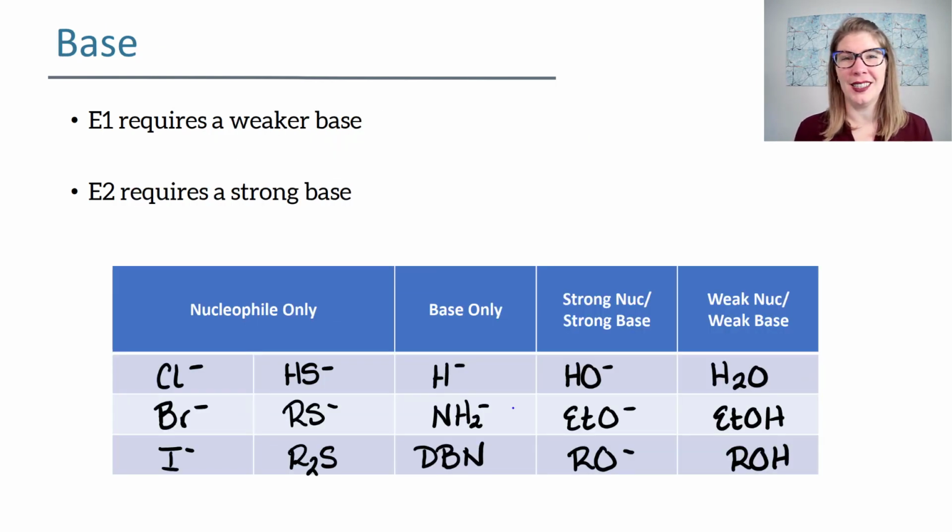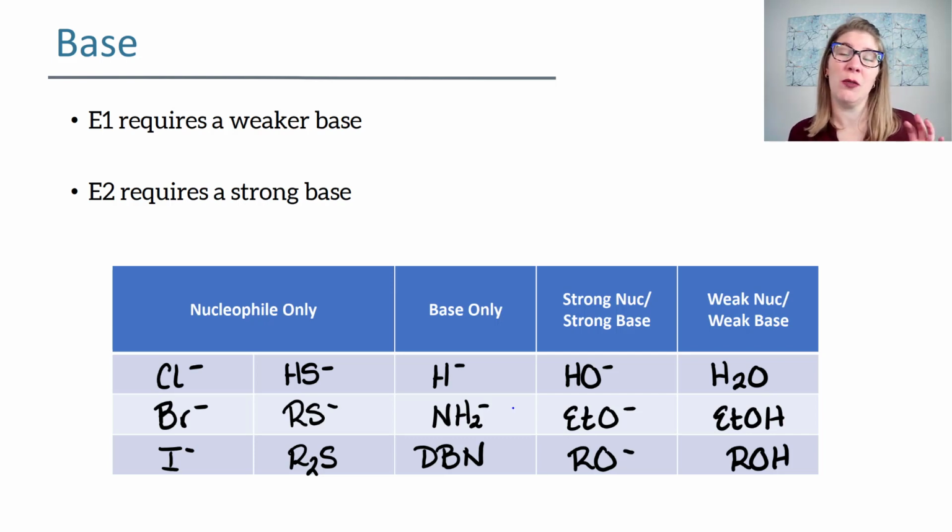When we're looking at our bases, your E1 requires a weaker base, whereas the E2 requires a stronger base. What happens in E1 reactions is the leaving group leaves on its own and forms a carbocation, and then that carbocation is super reactive, so a base can come in and pull off a proton really easily, even if it's a weak base. Whereas for E2, think of it like you have such a strong base that it's not patient enough to wait for the leaving group to leave. So what happens is your impatient and strong base just goes in and pulls off a proton. It doesn't wait for that leaving group to leave. It says, I'm too strong, I'm not going to wait for that, and then forces the reaction to happen.